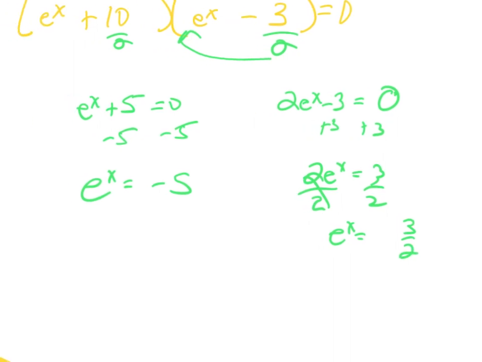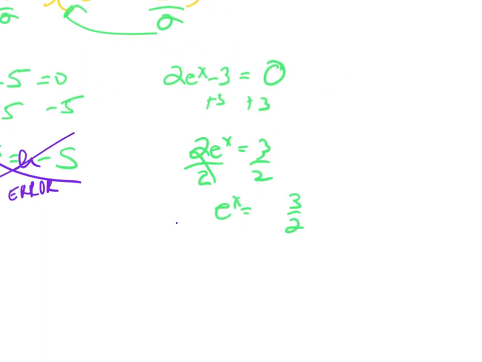So, to solve, take the natural log. If I take the natural log of one side, I do it to the other. When I take the natural log of negative 5, my calculator tells me it's an error. It's because you can't take the natural log of a negative number, so this is an extraneous solution.